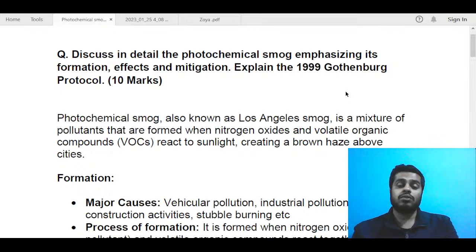So we'll look at our answer and see what all we could have written, starting from the same perspective, starting from the introduction, then going to the body of the answer, and then we will try to conclude. That will be the process in this answer, and after that we will go for evaluating your copies.